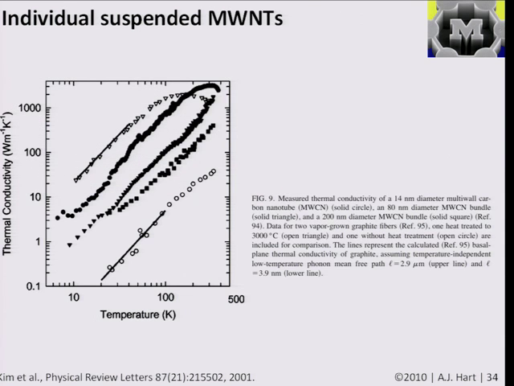And so people have done this for all kinds of things, like suspended multi-walled nanotubes or graphite fibers or bundles of tubes. And you can see here, I think the black dots are a multi-walled carbon nanotube, and it peaks out at a thermal conductivity of around 3,000 watts per meter Kelvin, which is higher than diamond that we saw at the beginning, the highest bulk material.